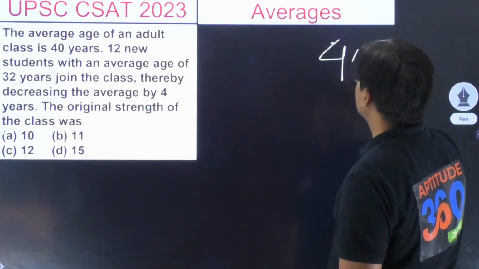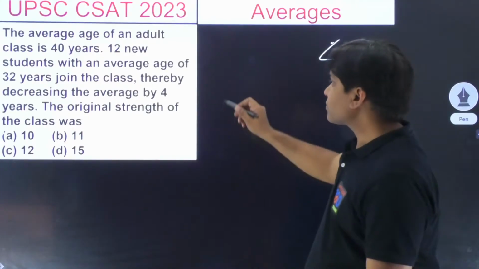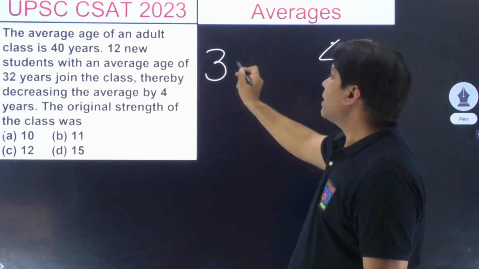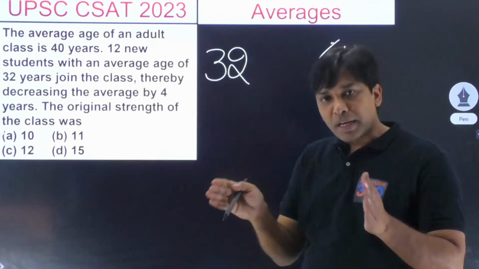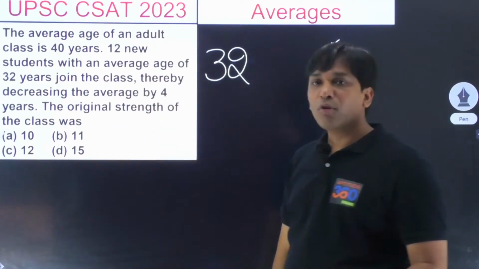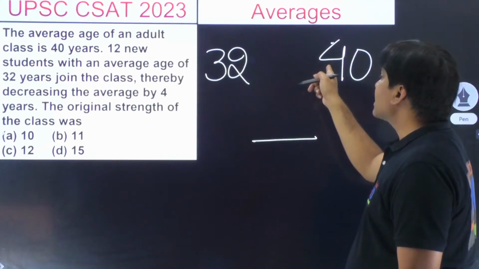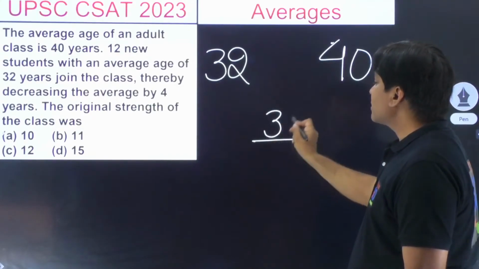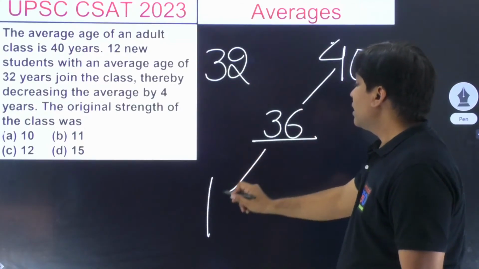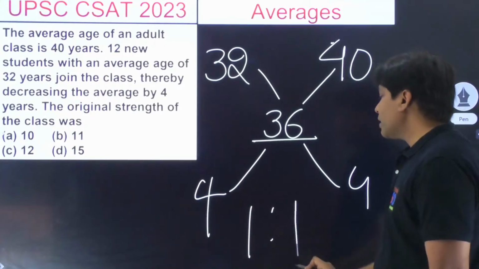देखो 40, there is a class and the average of the class is 40 years. 12 new students with an average of 32, their average is 32, and you are mixing these two, and they are saying that thereby the decreasing the average by 4 years. So what is average of the collective group, which is 4 minus, which is 36. So in what ratio you should be mixing them? This is 4 and this is 4, which is 1:1.